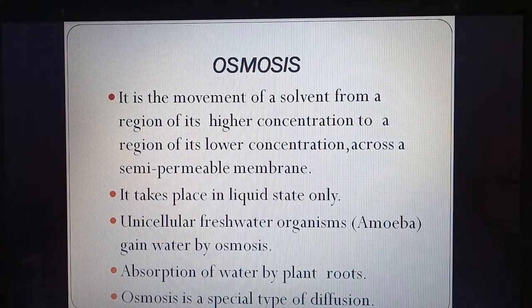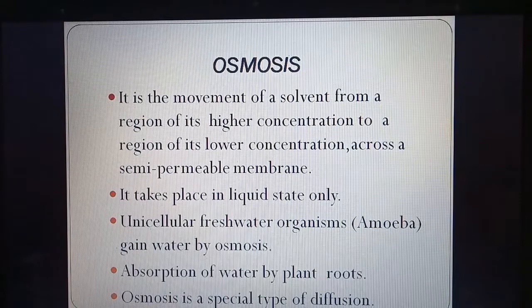So here the difference is that it takes place in a liquid only, while diffusion takes place in all the three states, and here a semi-permeable membrane is involved. It takes place in liquid state only. Now in unicellular freshwater organisms like amoeba, water enters the animal. How does it enter? By osmosis, because we know that the pseudopodia or cell membrane is semi-permeable.